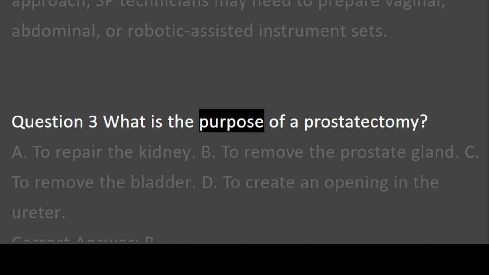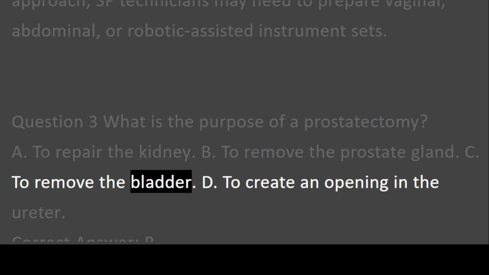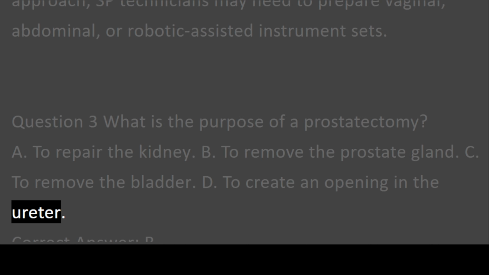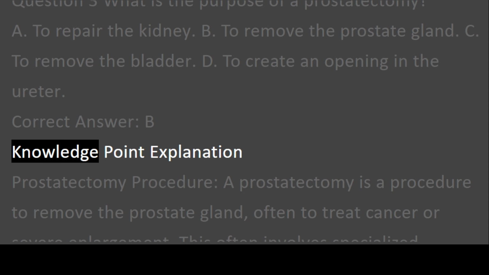Question 3. What is the purpose of a prostatectomy? A. To repair the kidney. B. To remove the prostate gland. C. To remove the bladder. D. To create an opening in the ureter. Correct answer, B. Knowledge point explanation.